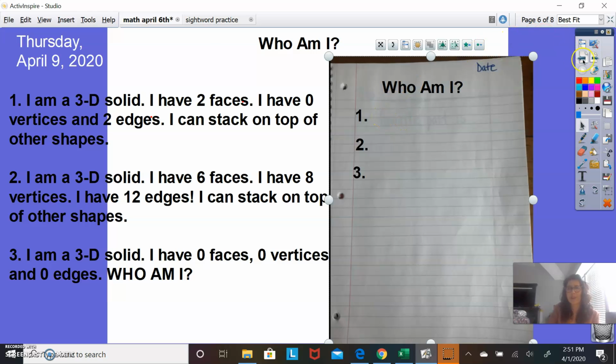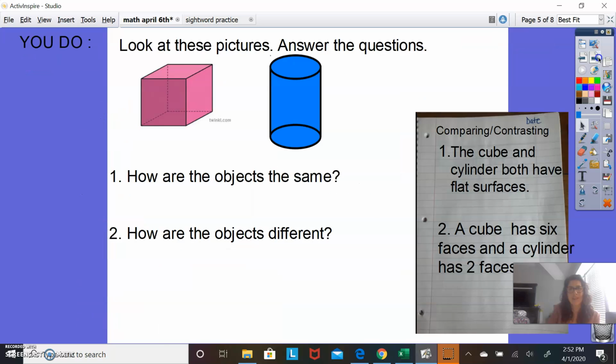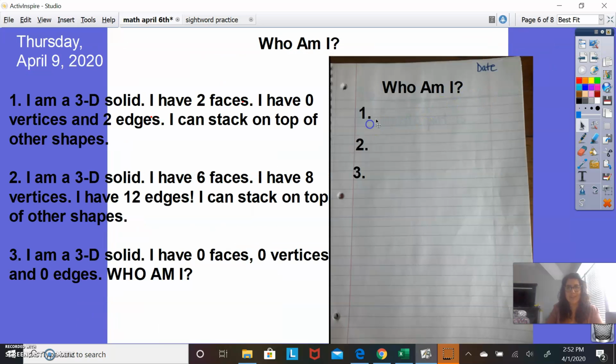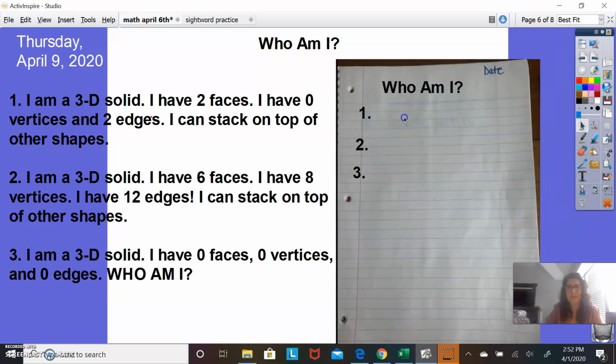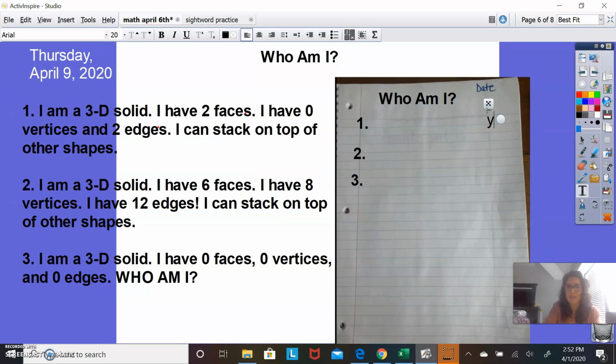I can go back to my chart. Two faces, 0 vertices, 2 edges. That would be a cylinder. Oops. Oh goodness. We'll get it here. See, a cylinder. Let's move on to the next one.